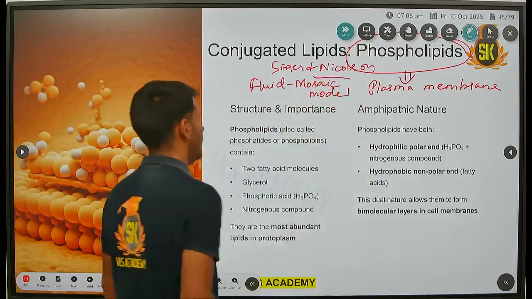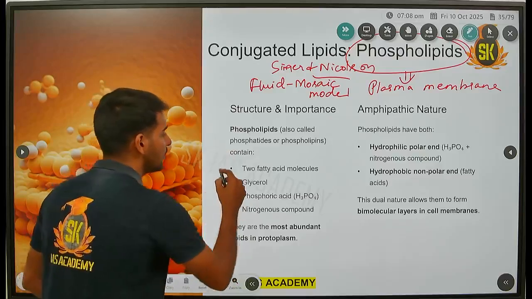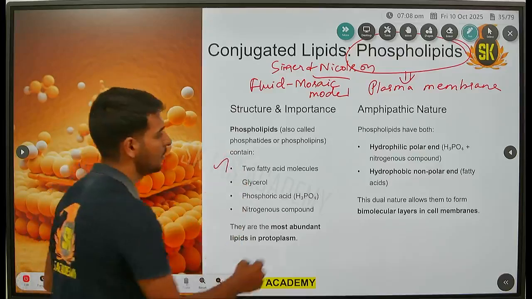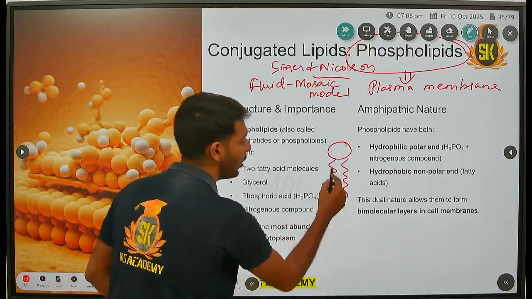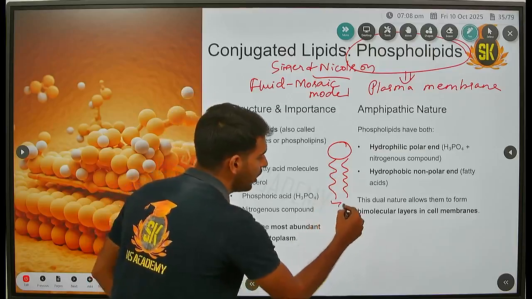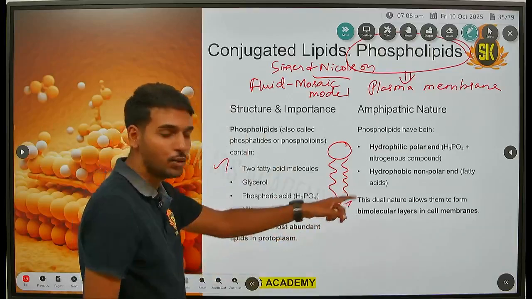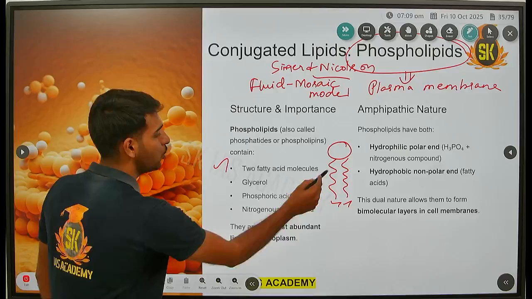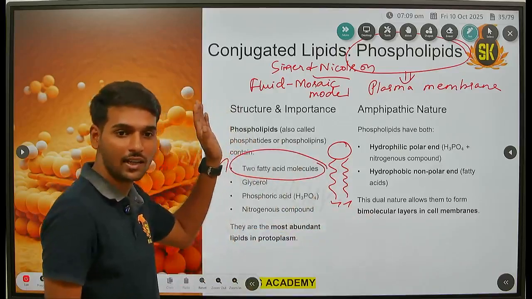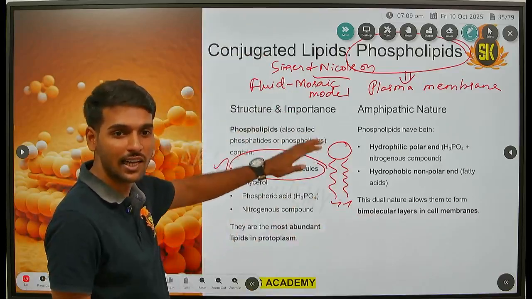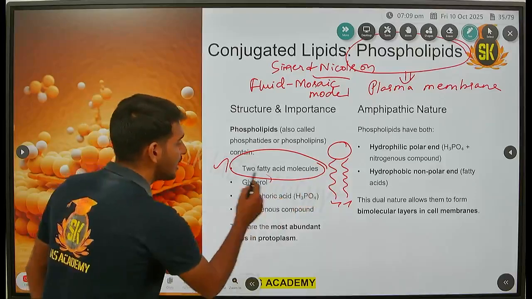Okay, so phospholipids, what it consists of is, it consists of two fatty acids, right? How many fatty acids? 1, 2. Okay, the tail, how many tails are there? 2. 2 fatty acid molecules. The tail is the fatty acid. We just saw it, right? Monoglyceride, diglyceride, triglyceride. It is a diglyceride. Okay, it has a glycerol.